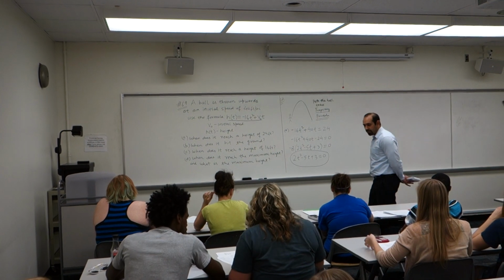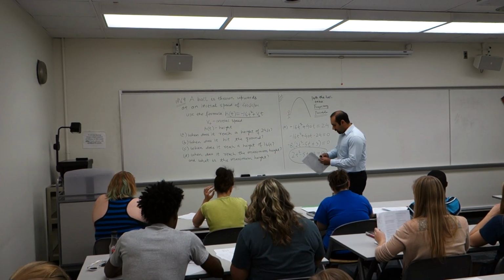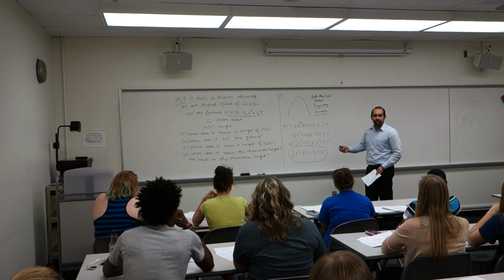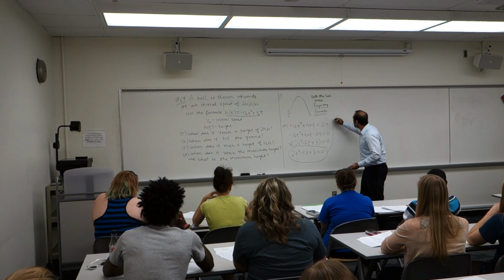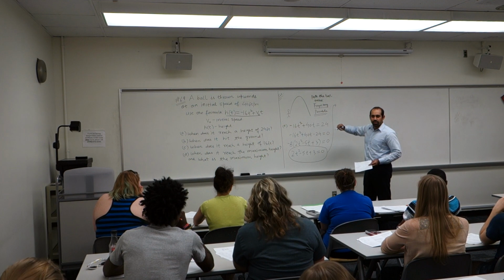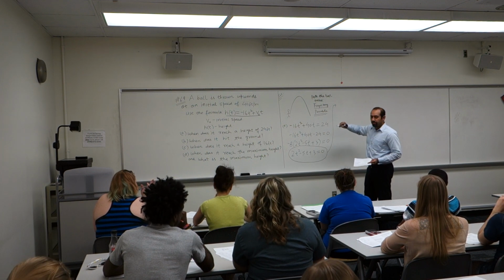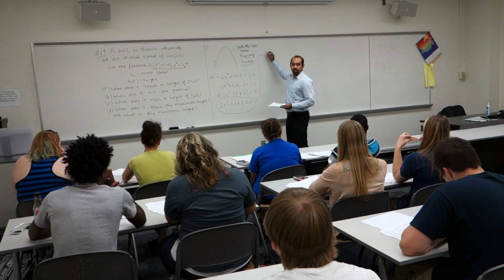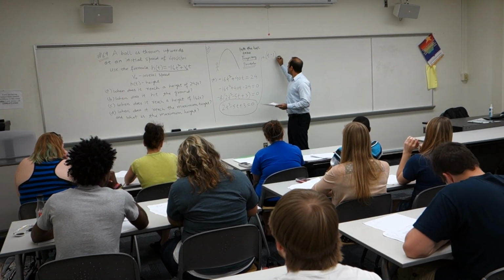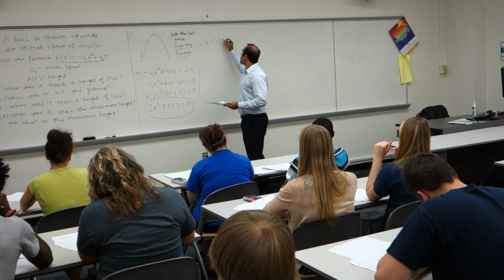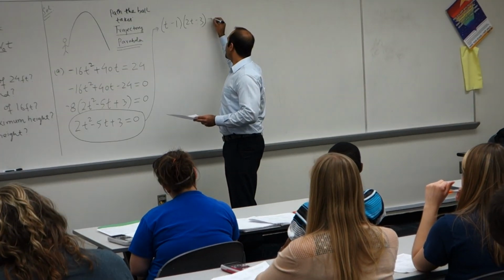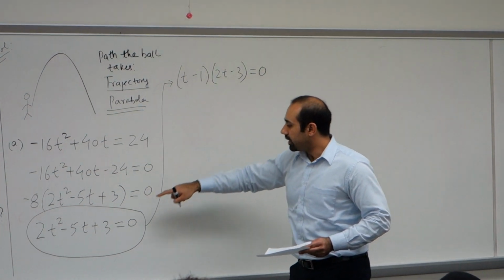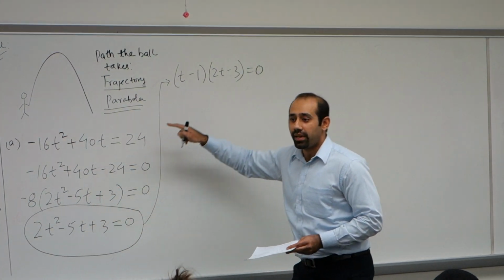I can see that most of you have already figured out t. For this one, I prefer the factored form. Anybody else use the factored form? Okay, so what was the factored form? t minus 1, 2t minus 3, and that equals 0.